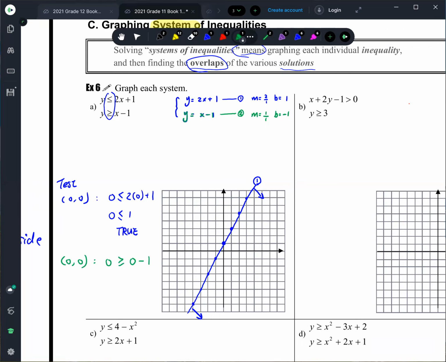Okay, is this true or false? Okay, we need to draw the line yet. We forgot. Okay, we have -1 as a y-intercept. Up 1, right 1. Up 1, right 1. Okay, so the line goes this way. Solid line again. Okay, this is line number 2.